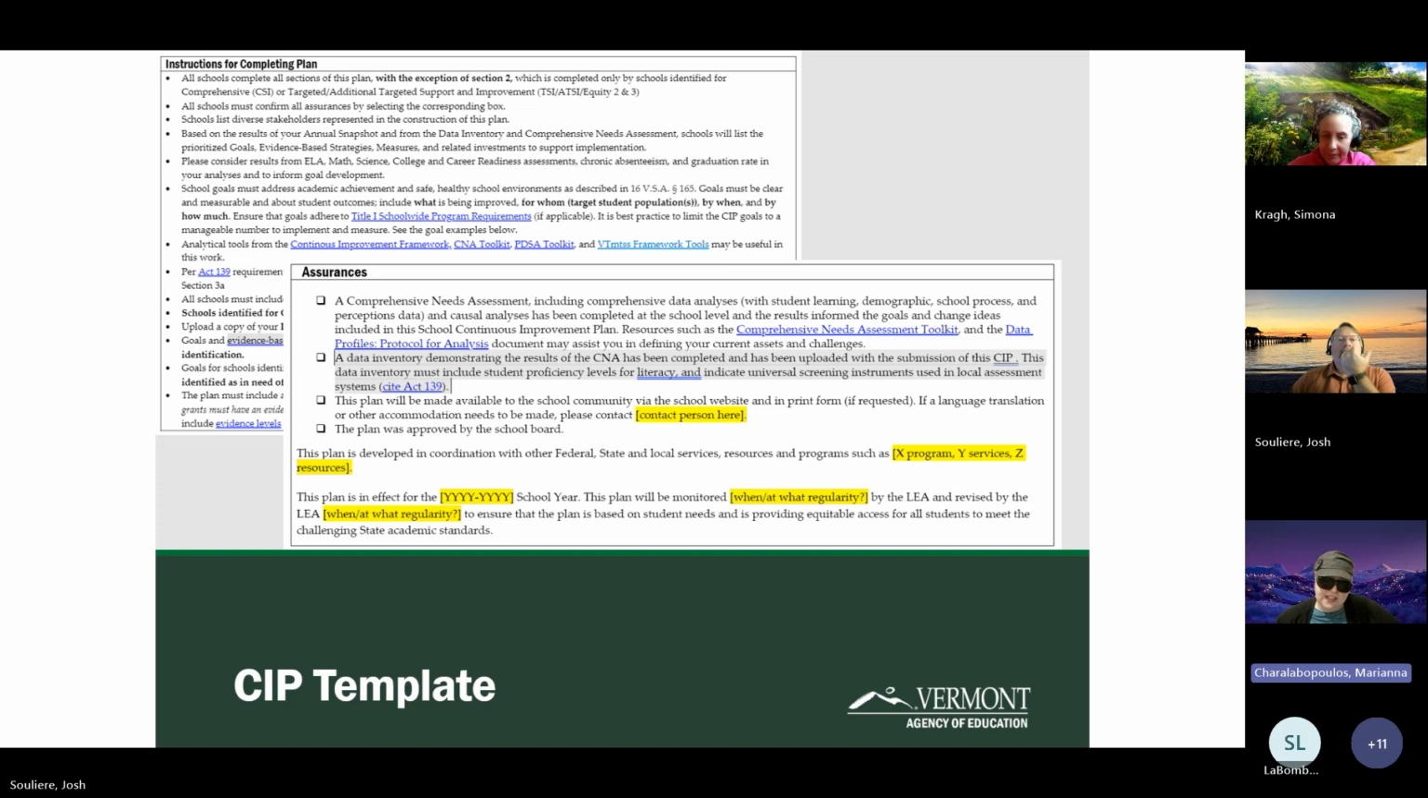The initial portion of the CIP includes detailed instructions for completing the plan. These are being separated and included in a separate instructions and submissions document. It also includes assurances for completing a comprehensive needs assessment, including the data inventory, as well as attaining board approval and making the plan available to the school community. Here are some important reminders. Make sure to read the instructions and use the examples within to help guide you. This will ensure that you are not missing anything, as the CIP will be returned this year if edits are needed.